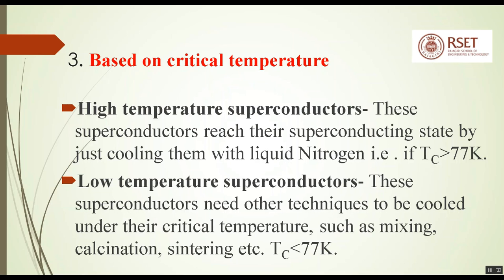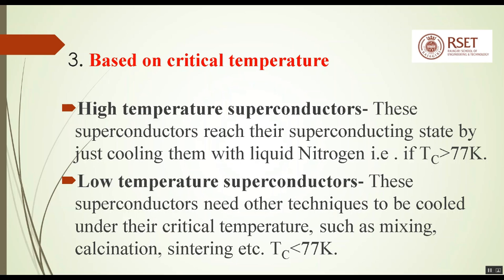There exists a category of superconductors which reach their superconducting state by just cooling them with liquid nitrogen. This means that their critical temperature is greater than 77 Kelvin, that is Tc > 77 K, as the boiling point of liquid nitrogen is 77 Kelvin. On the other hand, there exists another category of superconductors which cannot achieve superconductivity just by cooling with liquid nitrogen, as their critical temperature is below 77 Kelvin. Such superconductors are known as low temperature superconductors.